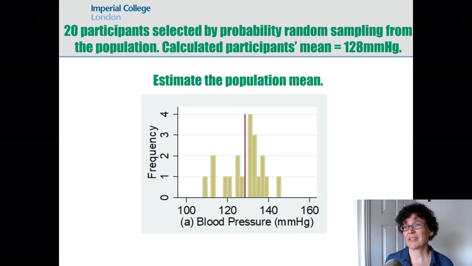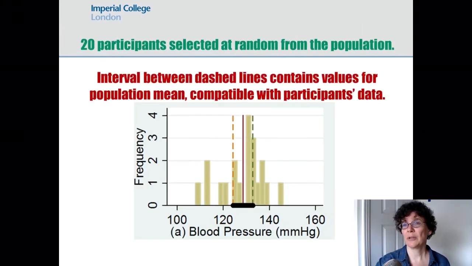There's a fair bit of uncertainty because we've got a sample size fairly small of 20, and the amount of uncertainty is reflected in this interval. So all values of blood pressure within the interval shown are compatible with this participant's data. All values for population mean within that interval are compatible.